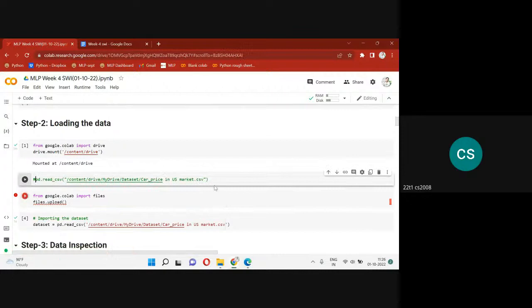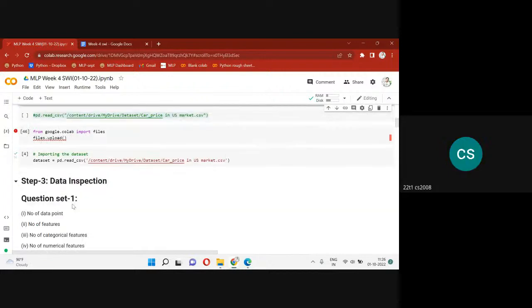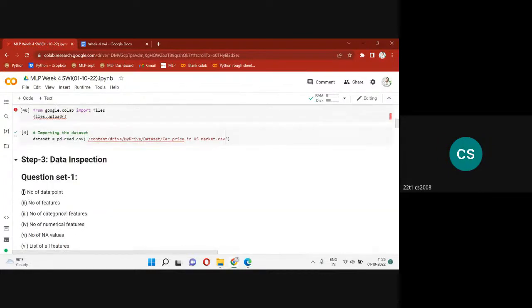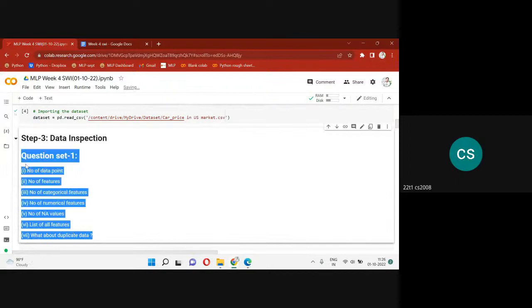What are the three things for data inspection? Okay, so these are the first three questions for data inspection: number of data points, number of features, number of categorical features. These three things I have asked you to answer.